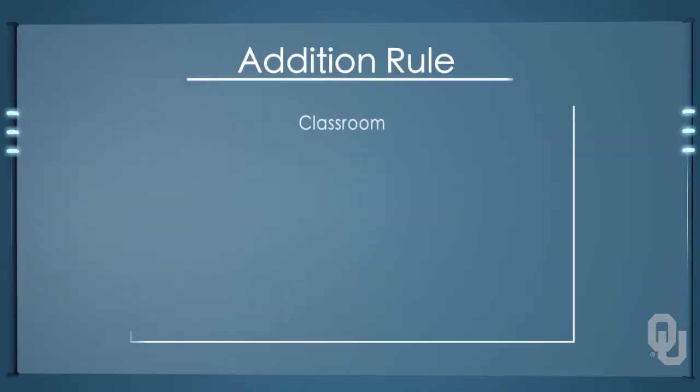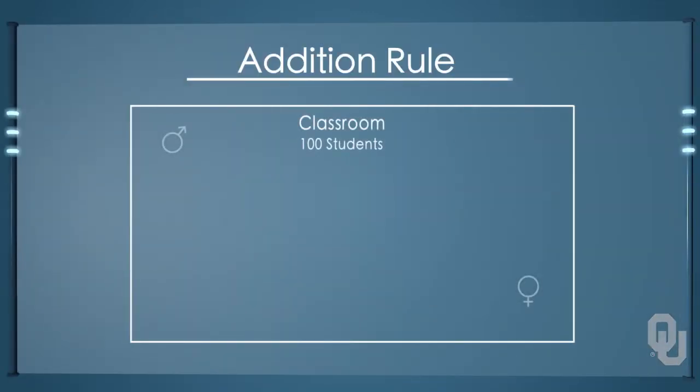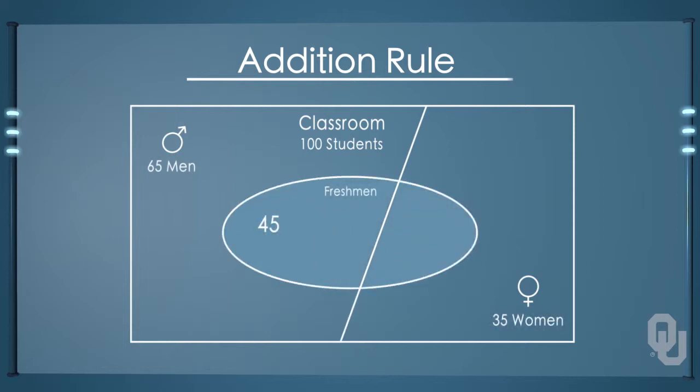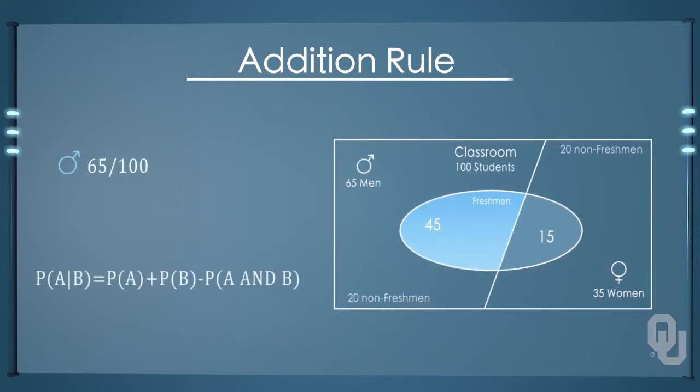Imagine we have a classroom of students. Of the 100 students in the classroom, 65 are men, and thus 35 are women. 45 of the men are freshmen, and 15 of the women are freshmen. We are interested in the probability of drawing a name at random from the class roll and getting either a man or a freshman. The probability of getting a male is 65 divided by 100, or 0.65.